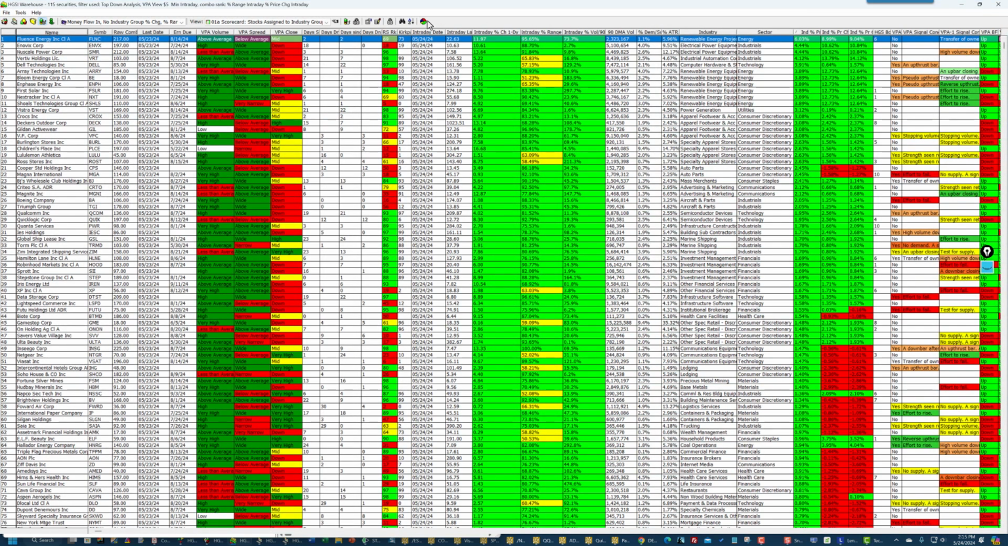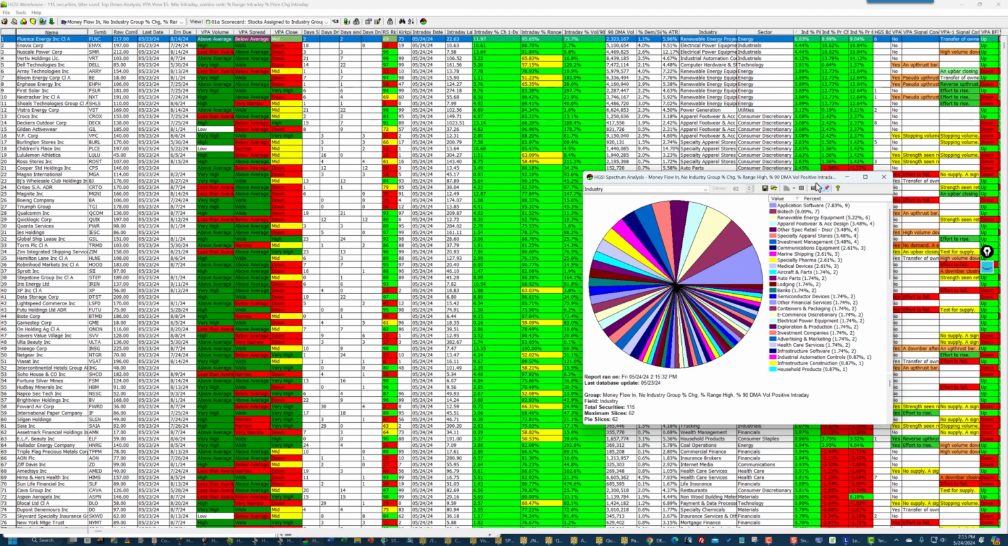Going to open this up. These are the groups. There's a lot of application software. Biotech, renewable energy equipment has been very strong recently. So let's, what do we have? Going to scroll down here.